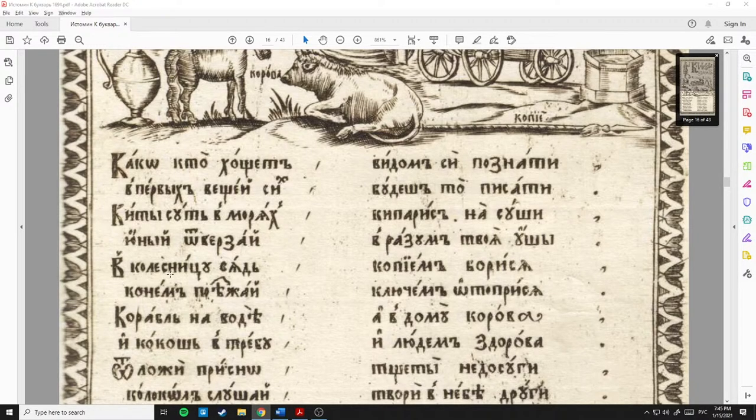W kalesnicu siać, sit down in a sleigh, kupiem parisia, fight with this bear spear. Kop koniem priejaj. So come, or come with the horse, visit us, or priejaj. Priejaj, to come to us, right?